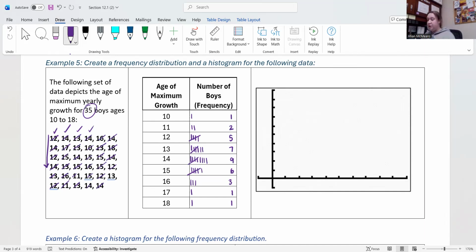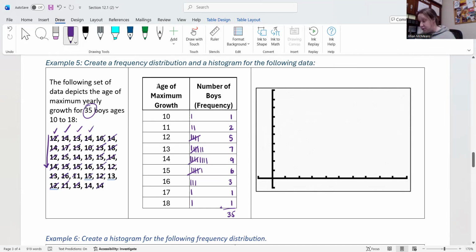Let's add up those frequencies really quick and make sure it adds up to 35. So I've got 1 plus 2 plus 5 plus 7 plus 9 plus 6 plus 3 plus 1 plus 1, and it does add up to 35. If we add up the frequencies, it should add up to the number of data items, and it does. The frequency here adds up to 35, which represents the 35 kids that they were following in this.